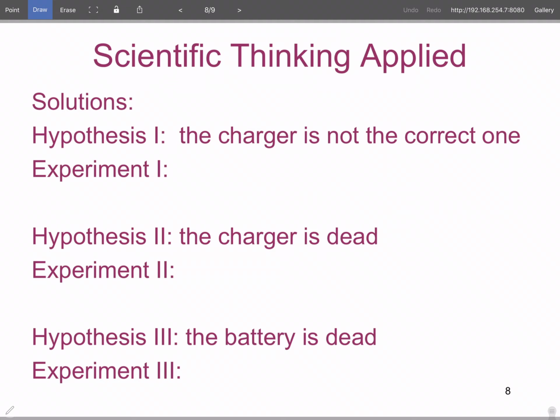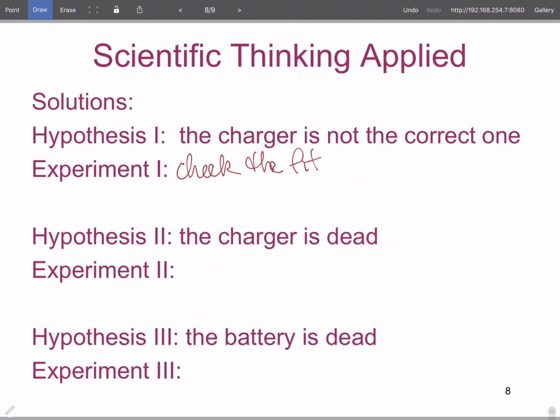So we have several solutions. There are infinitely many, but I picked three. The charger is not the correct one. Okay, so check the fit. I don't know about y'all, but I have thousands of chargers at my house, and it's a running joke as to which charger fits what. So if that's not the right charger, then it won't fit. That's your experiment. If it fits, then you move on. If it doesn't fit, you change it out.